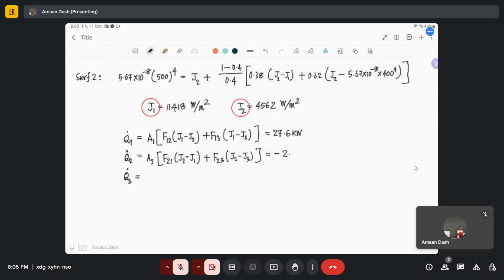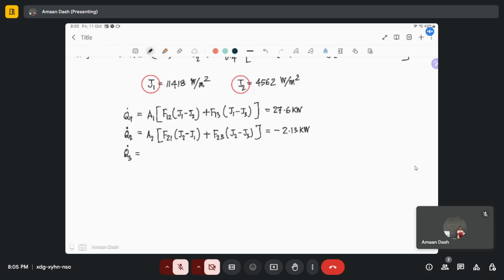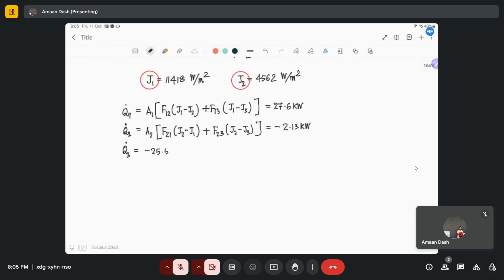So you can give it a try and then let me know. I'll let you know. So we can calculate Q1 dot, Q2 dot, and Q3 dot.